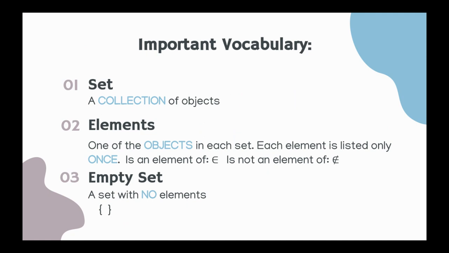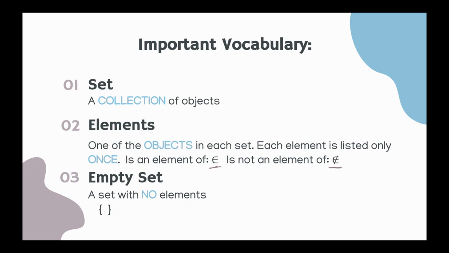The elements are the objects within that set. So, for example, if I have a set of books in my classroom, one of those books is an element. And each element is only listed once in the set, okay? We use the little letter, it kind of looks like an E here, you can see, to show that something is an element of a set. And then we do this E with a slash through it to show that it is not an element of the set. And we'll talk a little bit more about what that looks like when we're writing our sets.